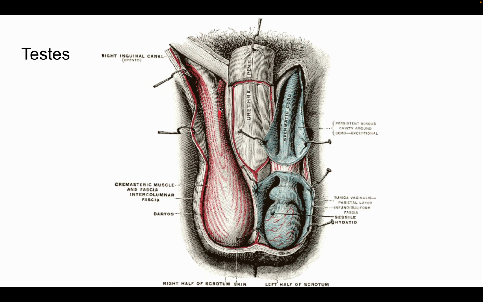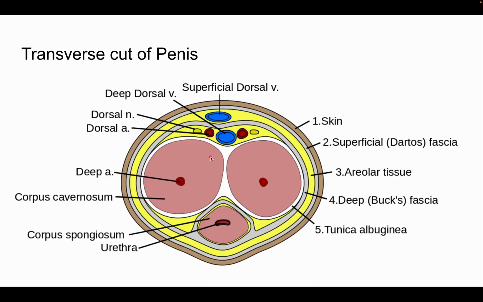So, yeah, there's that. Now we have a transverse cut of the penis. This is a very simple view. We rarely have to know the arteries and veins, but we have the superficial dorsal, and then this must be deep because it's deep to the superficial. And these two must be the dorsal arteries, and then these must be the dorsal nerves. Then we have the deep arteries here, and then the urethra.